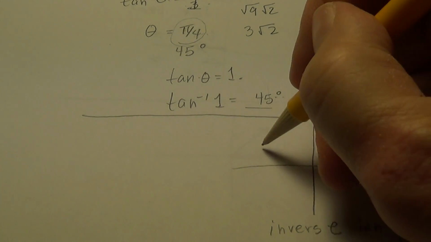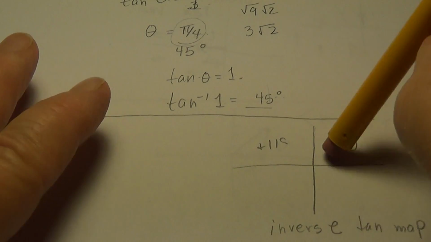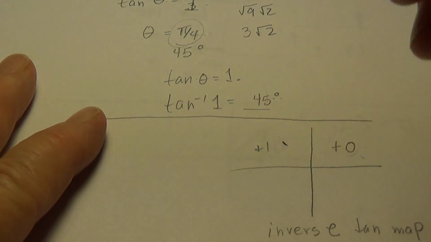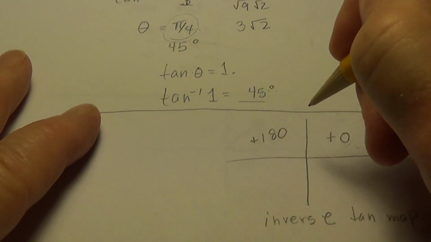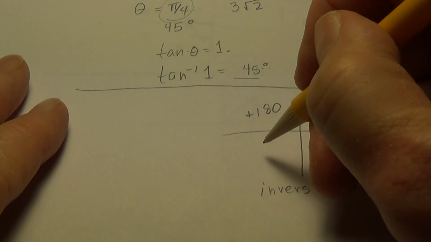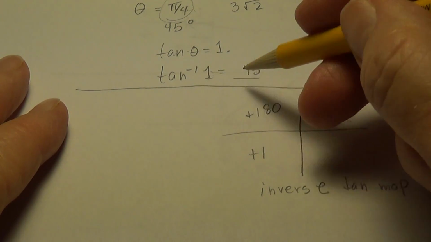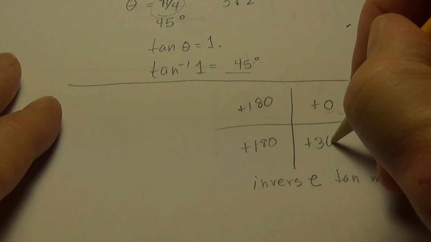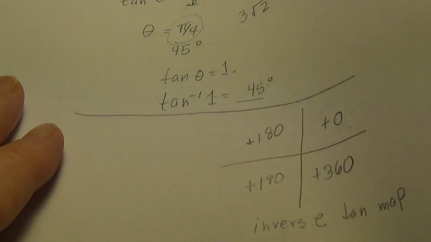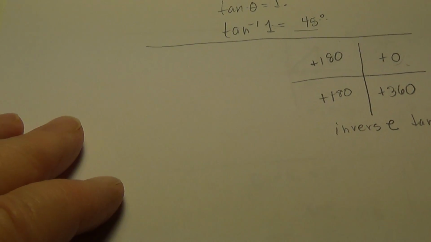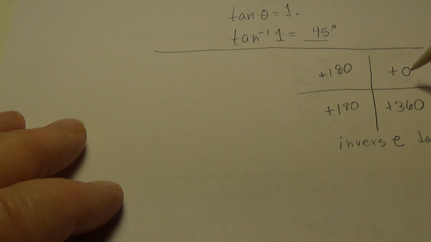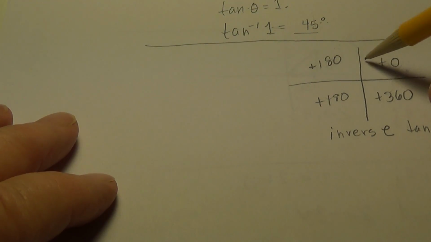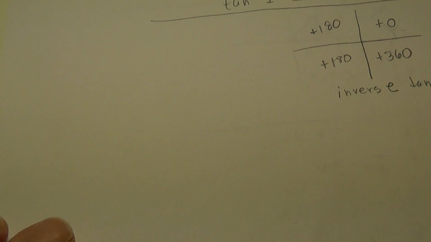If it's in quadrant 2, I want you to take what the calculator gives you and add 180 to it. And if it's in the third quadrant, take what the calculator gives you for your inverse tan and add 180. And in the fourth quadrant, add 360. And you'll get the function that we like. The calculator is always going to give you the value from the x-axis to the vector, and that's not normally how we represent angles.